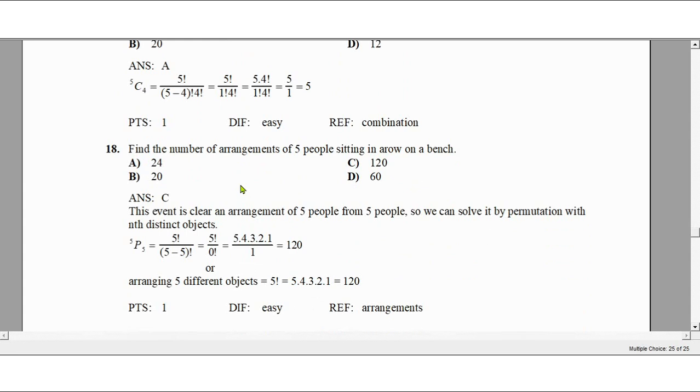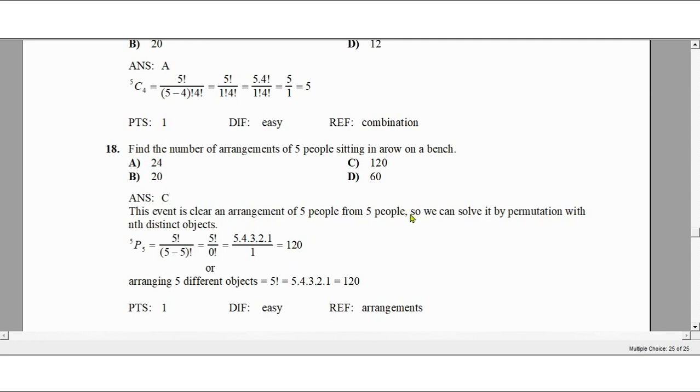Number 18. For number 18, find the number of arrangements of 5 people sitting in a row on a bench. So we need to arrange, it means arranging. So we are going to use permutation. Remember, if arranging, ordering, use permutation. 5 people sitting in a row on a bench. So we arrange 5 people from 5 people, right?